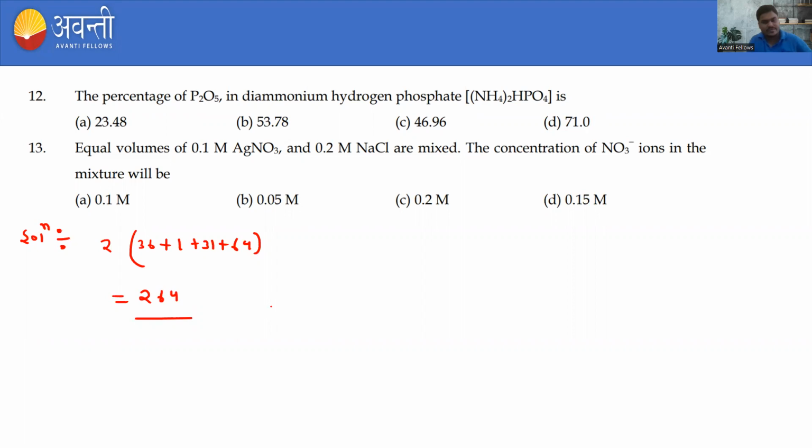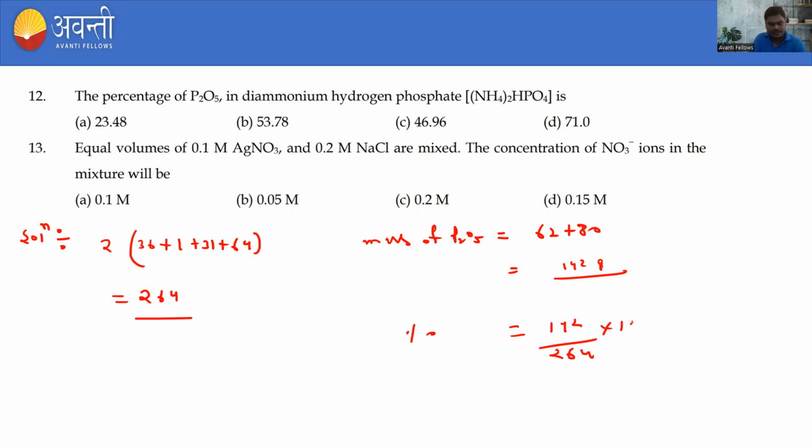Now, the mass of P2O5. What is the mass of P2O5? Can anyone tell? The mass of P2O5 is nothing but 62 plus 80. This is the molecular mass: 16 times 5 is 80, and 31 times 2 is 62. So this comes out to be 142 gram. Just divide them, and on dividing, you'll get the percentage. That is 142 divided by 264 into 100.